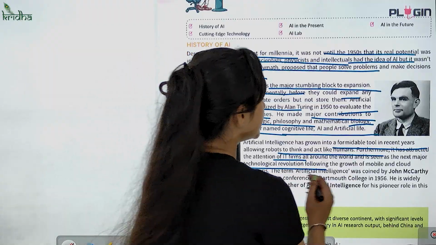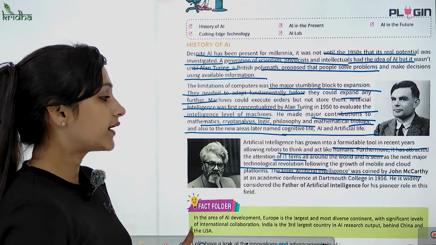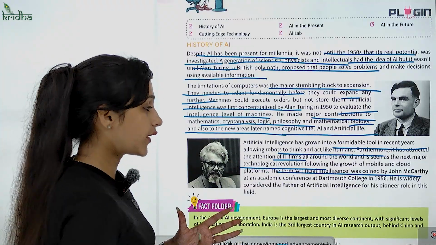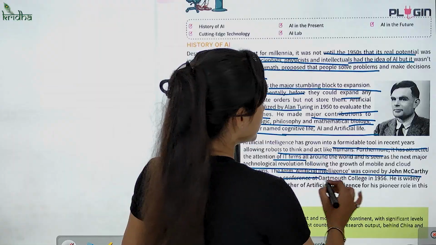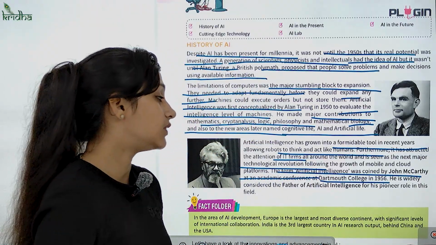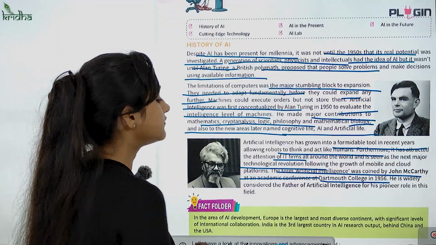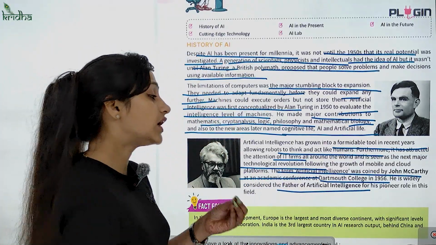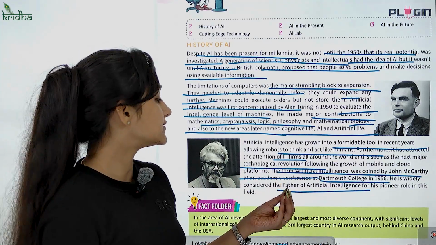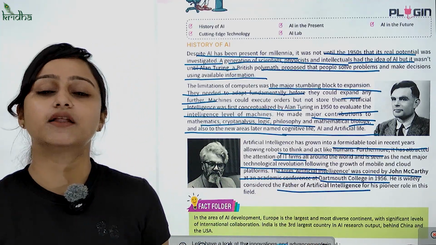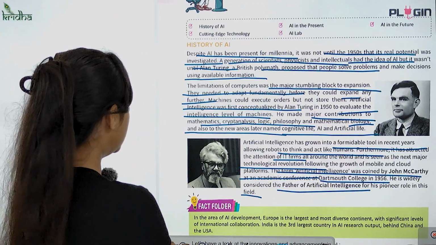The term artificial intelligence was coined by John McCarthy at an academic conference at Dartmouth College in 1956. He is widely considered the father of artificial intelligence for his pioneering role in the field.